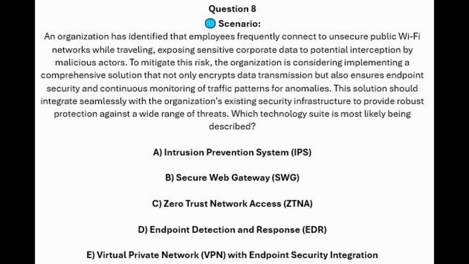Is it A. Intrusion Prevention System, or IPS? Is it B. Secure Web Gateway, or SWG? Is it C. Zero Trust Network Access, or ZTNA? Is it D. Endpoint Detection and Response, or EDR? Or is it E. Virtual Private Network, or VPN, with Endpoint Security Integration? And now 5 seconds.